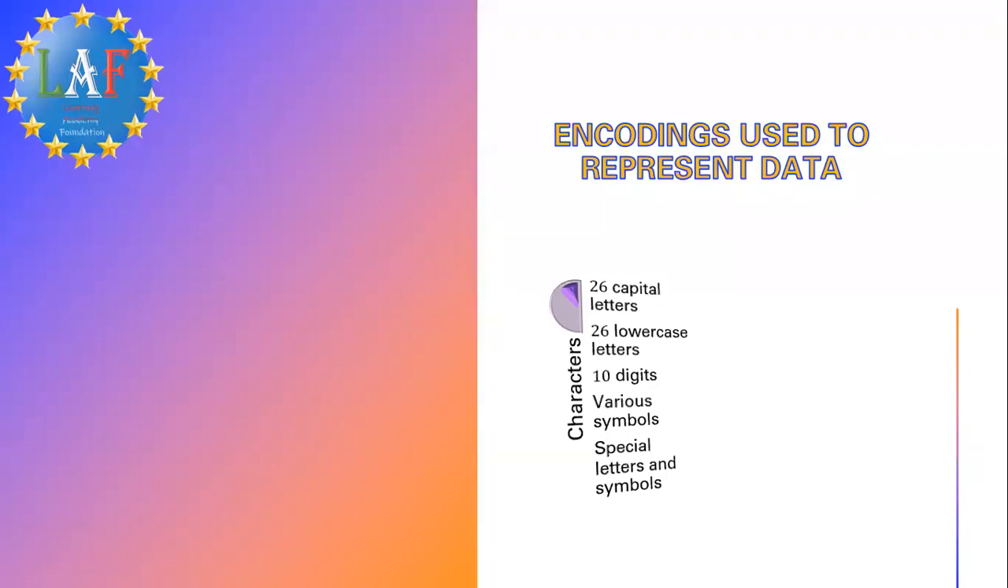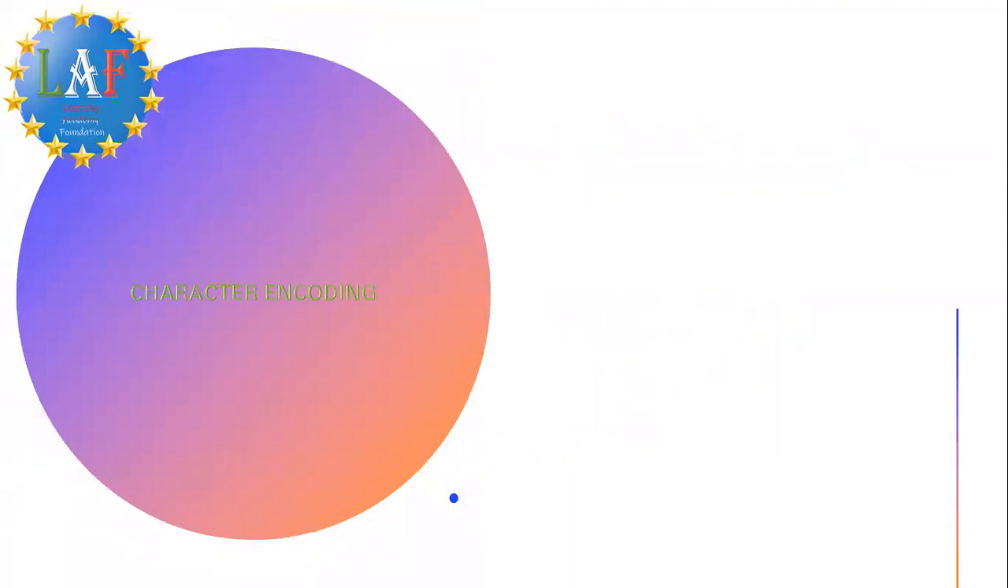Special letters and symbols, for example, letters with accent or the cedilla, the symbol of euro, symbol of dollars, and then natural numbers, whole numbers, and real numbers. We are going to talk about these one by one, starting from the character encoding.